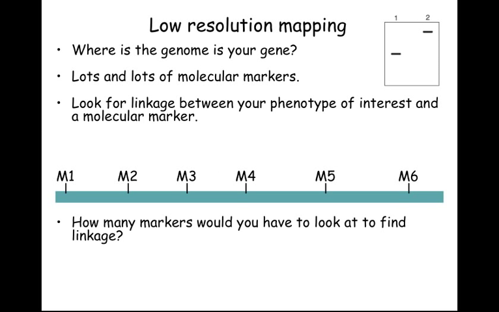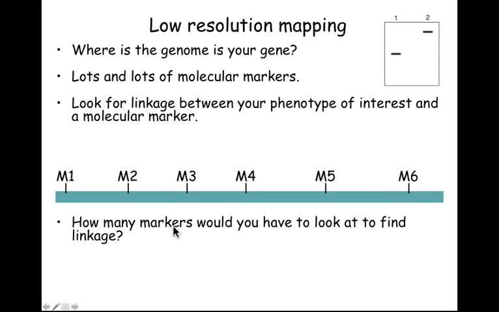So, low-resolution mapping. You just want to know where your gene is in the genome. What chromosome am I on, at least? There are lots of molecular markers to choose from in the genome. We talked about how there are millions of SNPs and tens of thousands of simple sequence repeat, or microsatellite, markers. So it's fairly easy to find lots of markers all over the chromosomes. Again, we're looking for linkage between the phenotype and the molecular marker. We'll talk a little bit about what this means in a second.